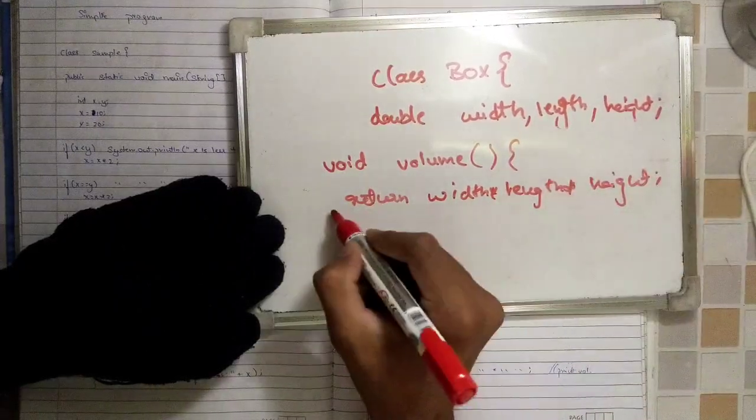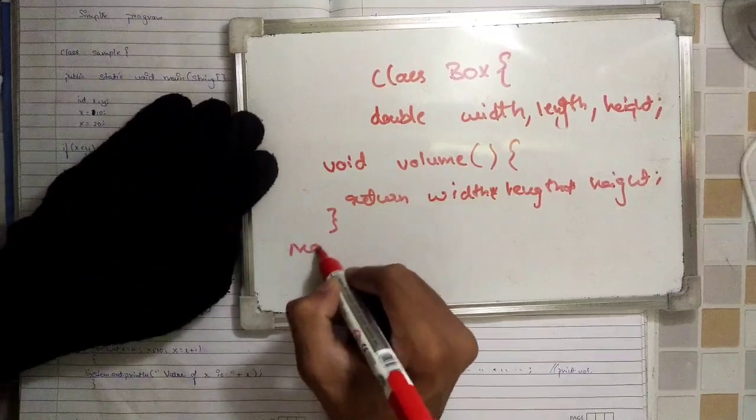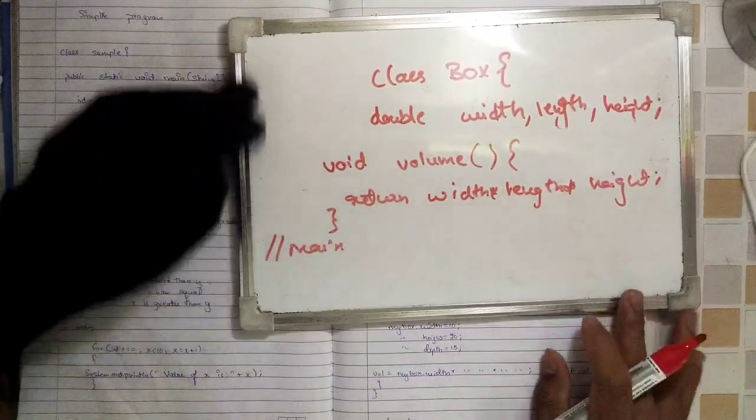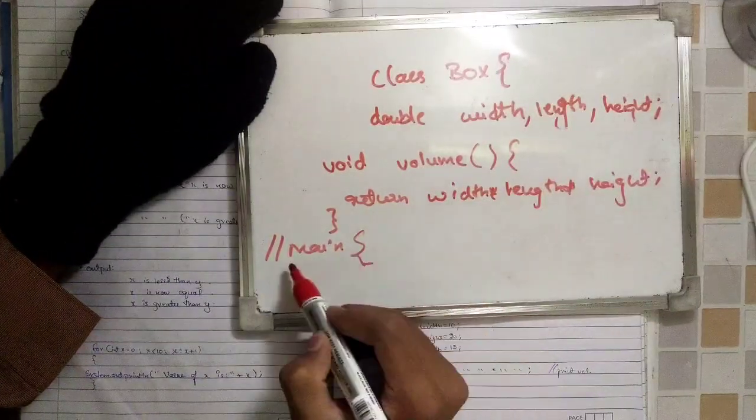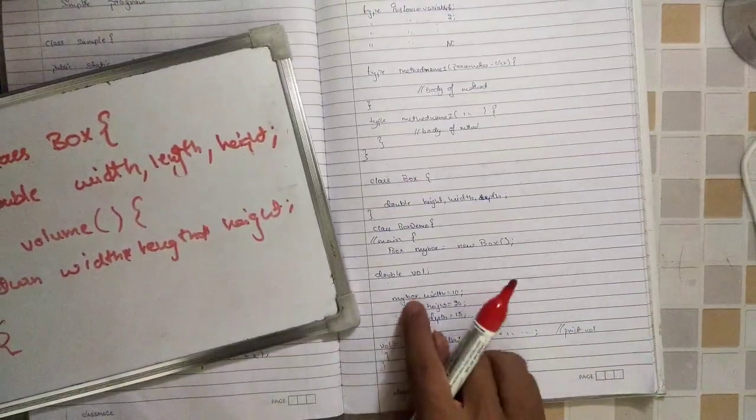Okay, close. Now I will write here main. I will put simply a comment, type, I have written main. Just understand this means public static void main, like that. Okay, so like this I am just explaining you, and now you can see here.